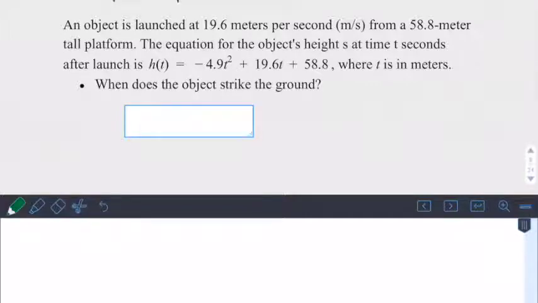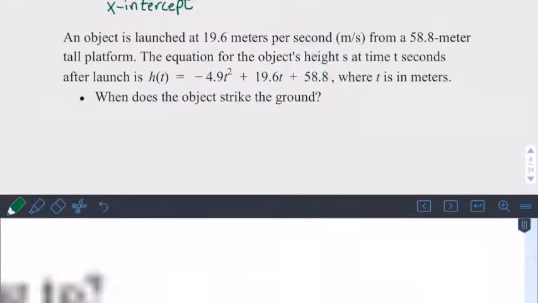An object is launched at 19.6 meters per second from a 58.8 meter tall platform. The equation for the object's height at time t after launch is h of t equals negative 4.9 t squared plus 19.6 t plus 58.8, where t is in seconds. When does the object strike the ground?